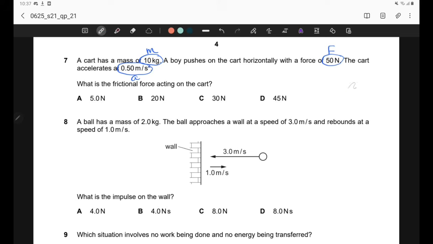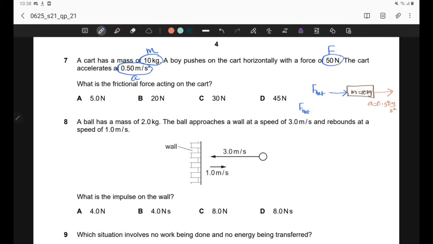So here in this question we have a cart with a mass of 10 kg which accelerates, and the acceleration is also given, 0.50 meter per second square. So for this mass and this particular acceleration, we can find what will be the net force acting on the cart in order to have an acceleration of 0.50. So we can use the equation.